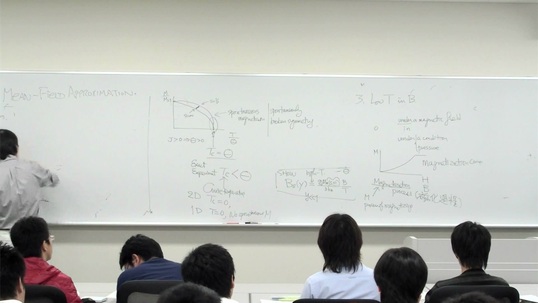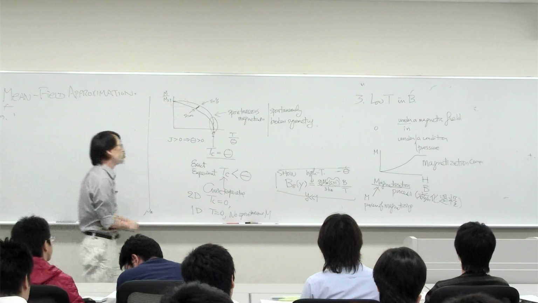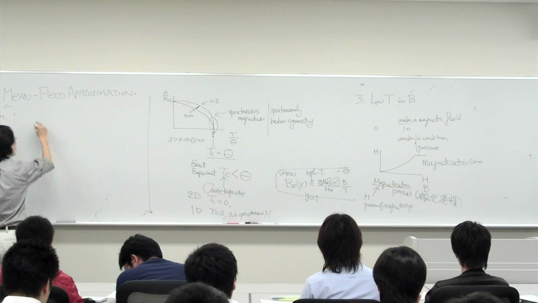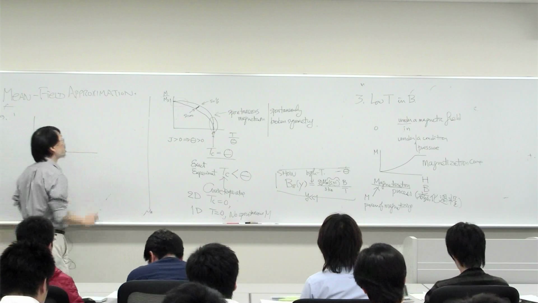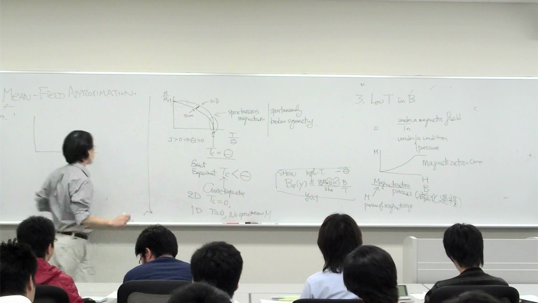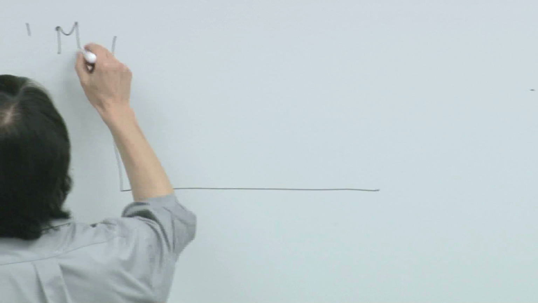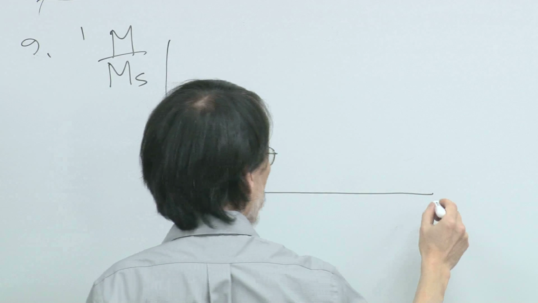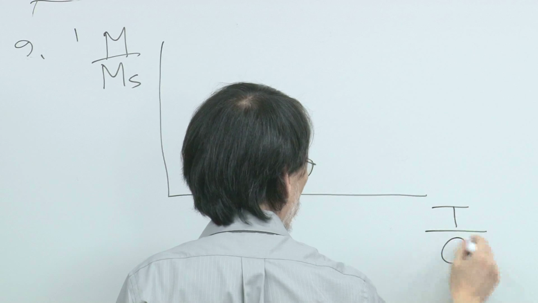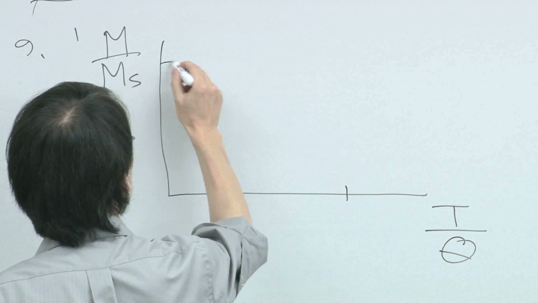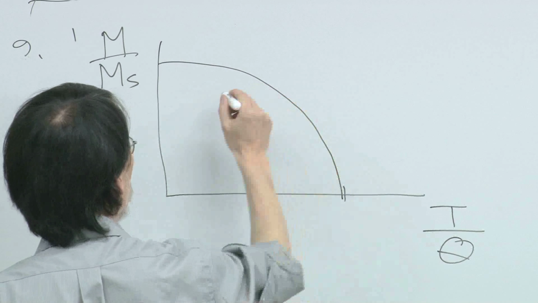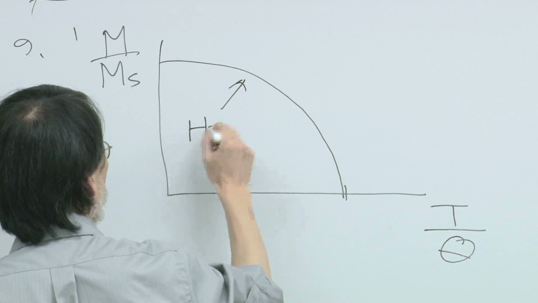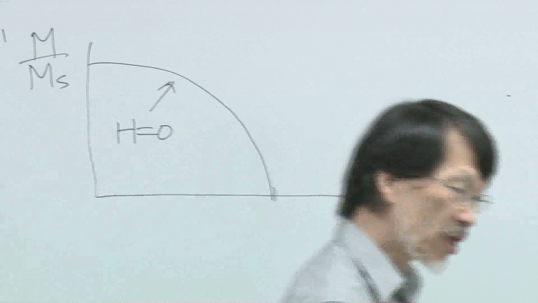So what happens if you apply a magnetic field? You have to do that calculation numerically. So let's choose one of the S's. Let's say S equals 1/2. And the magnetization with respect to the saturation magnetization, here's T over theta. And this is when the magnetic field is 0. H field you apply is 0.